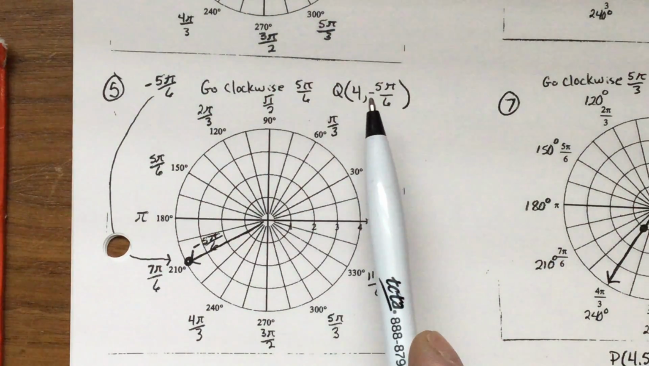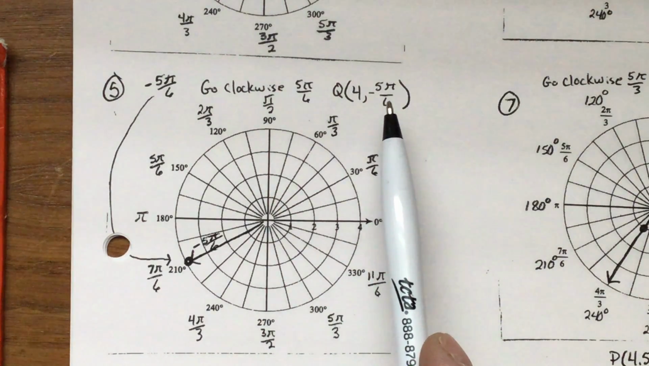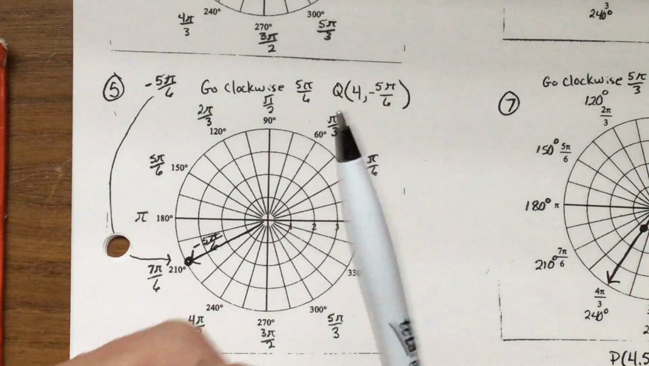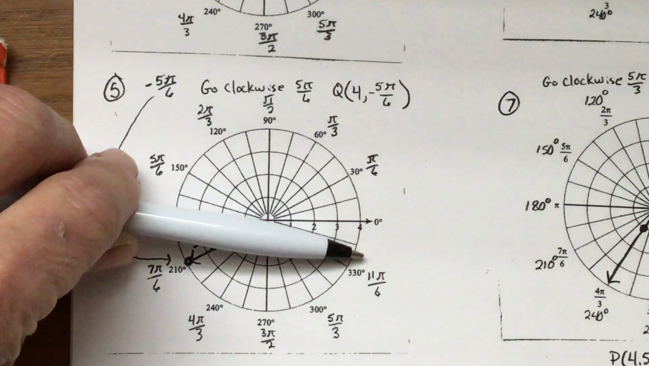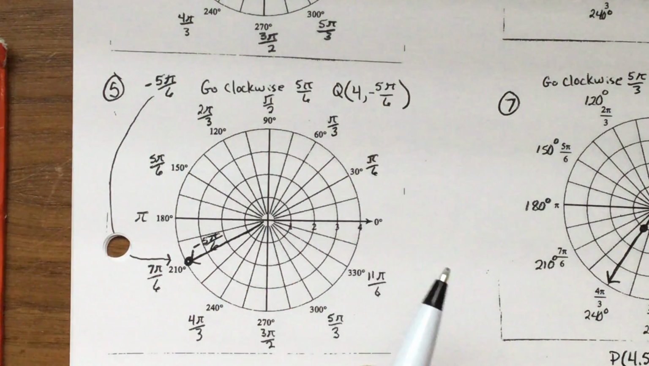Number 5. These are from the book. Number 5, we want to start with our angle of rotation. This time it's negative. It's a negative angle of rotation. That means we're going to start here at the origin where theta is 0, and we're going to rotate downwards for 5 pi over 6.